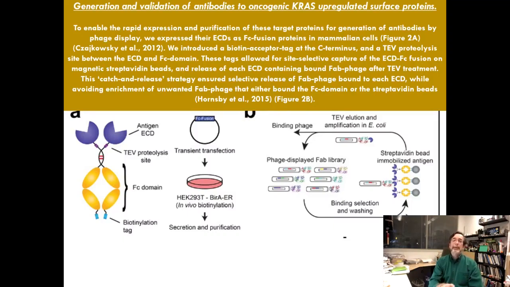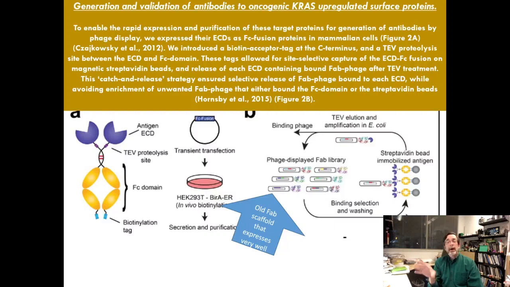This is how they describe it in the paper, but I described it in totally different words because I want you to get the concept. One other thing, this is not in the paper, but this is in the talk that Wells gave. Why did they use that particular FAB fragment? Why did they choose that sequence? Well, they actually chose an old scaffold that expresses very well. So they don't do gene segment recombination.